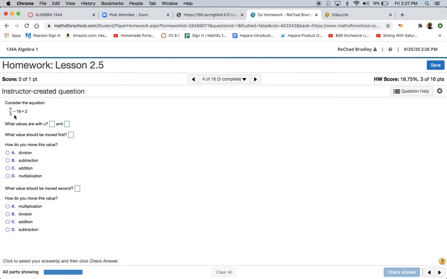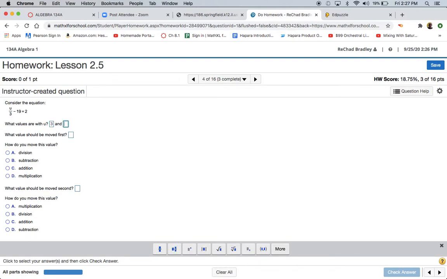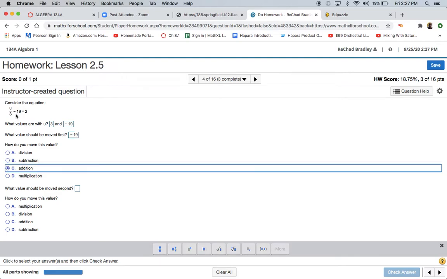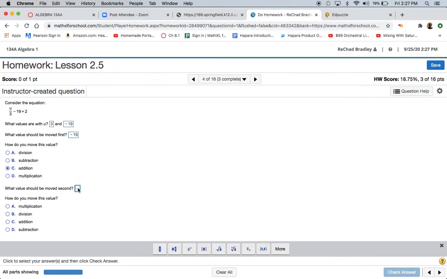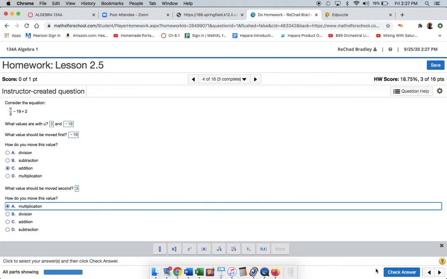The values with U are 3 and negative 19. The value that has to be moved first is the weaker of the two, which is your negative 19. And that would be done by using addition. The value that needs to move second is the 3. And that is U divided by 3, which would be multiplication.